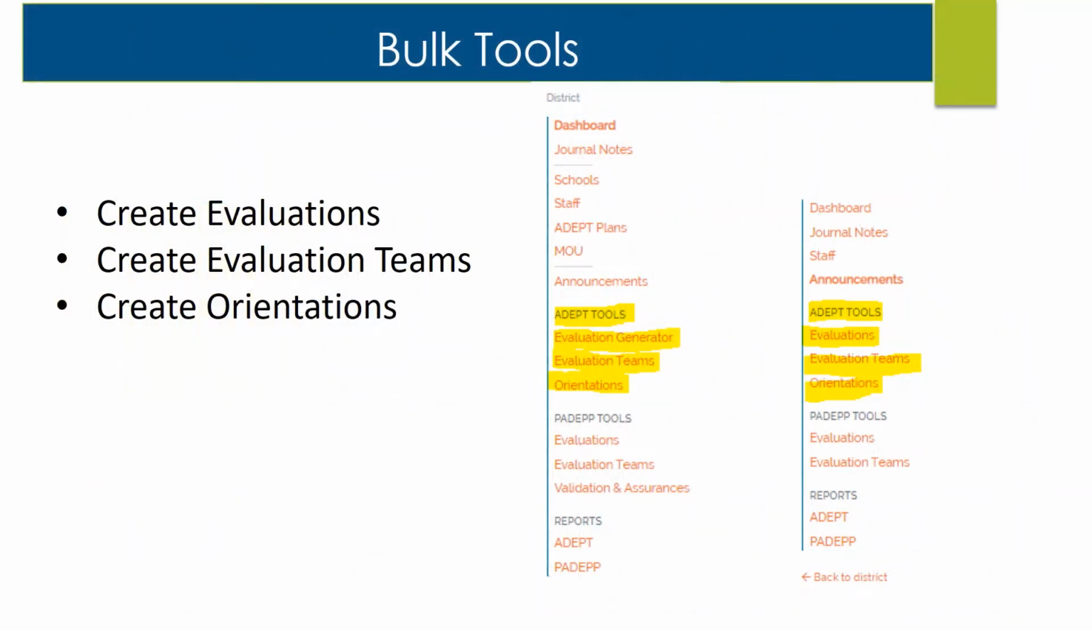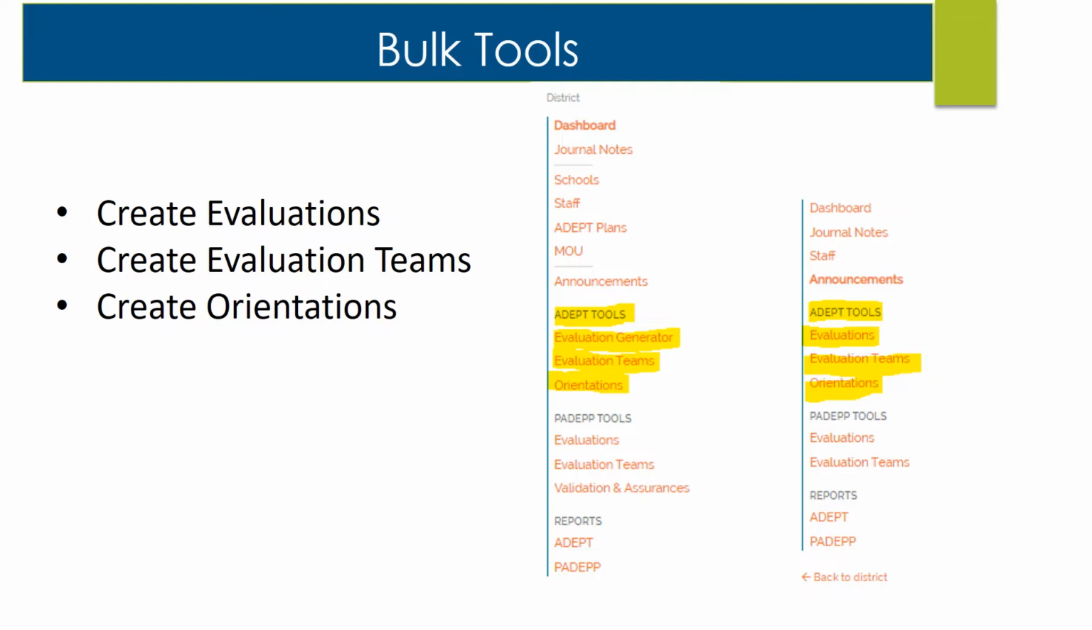Here are the 3 bulk tools in SELEAD.org. You will find them under Adept Tools of your left vertical menu under your school or district. The screenshot on the right is from a school view, while the one on the left is a district view.